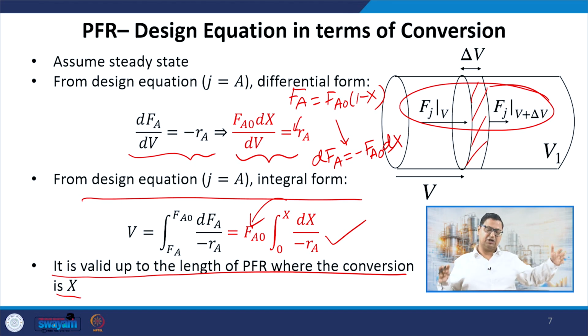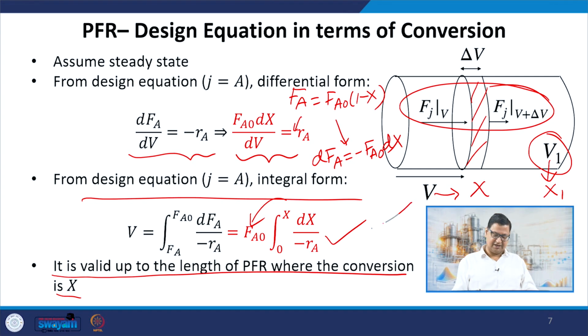So if I talk about the total PFR volume, then I am referring as some V1, which will correspond to some conversion x1. But until here, we can say we have some conversion x, and then we can go ahead and use this equation. If I simply replace V by V1 here and X by X1 here, then we are going to have the total conversion in the PFR.